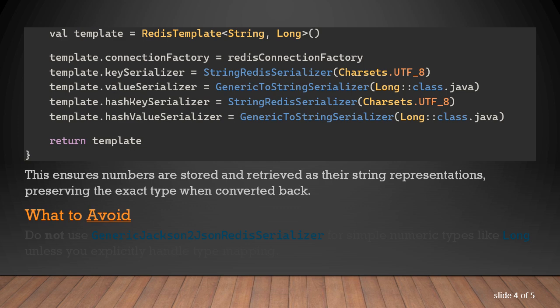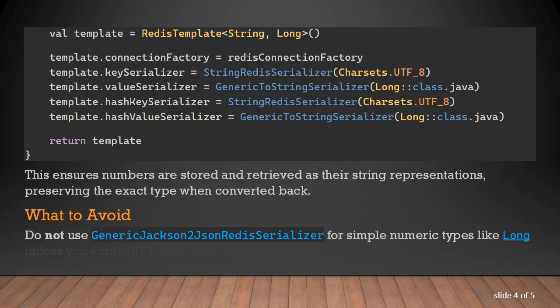What to avoid: do not use GenericJackson2JsonRedisSerializer for simple numeric types like long unless you explicitly handle type mapping.